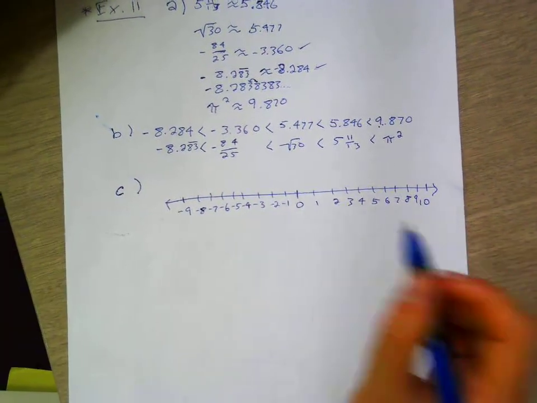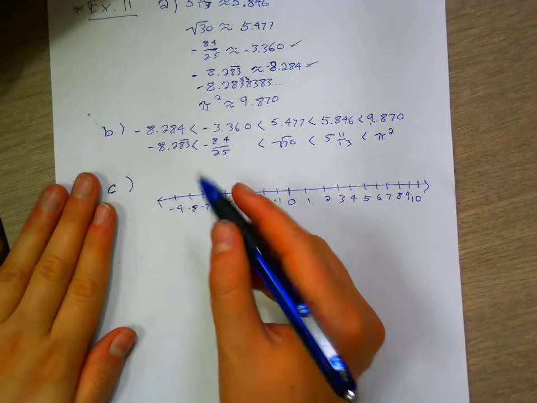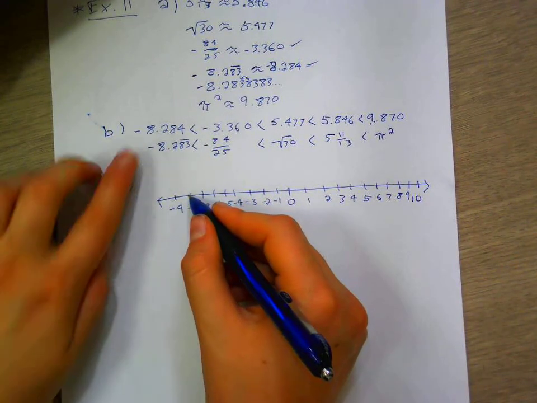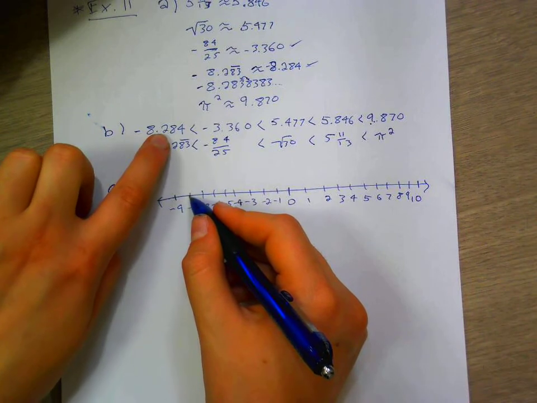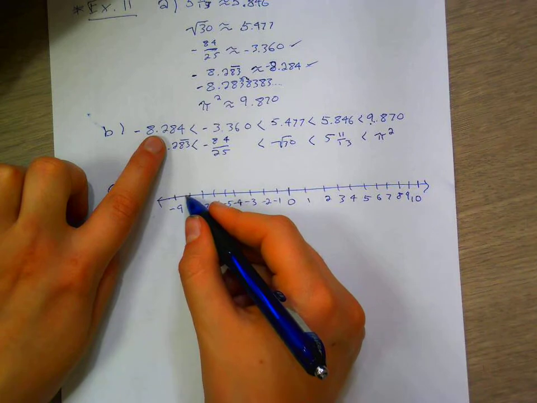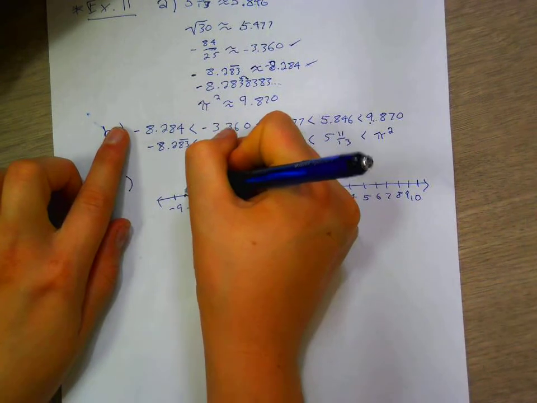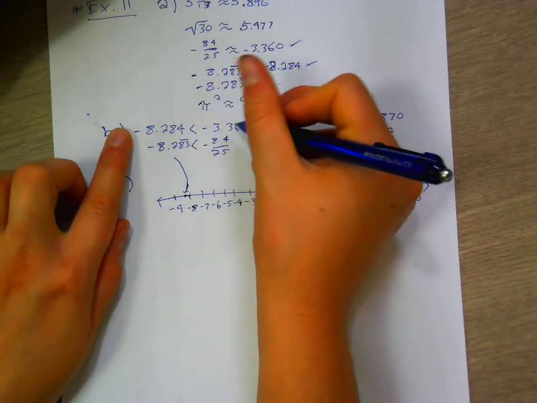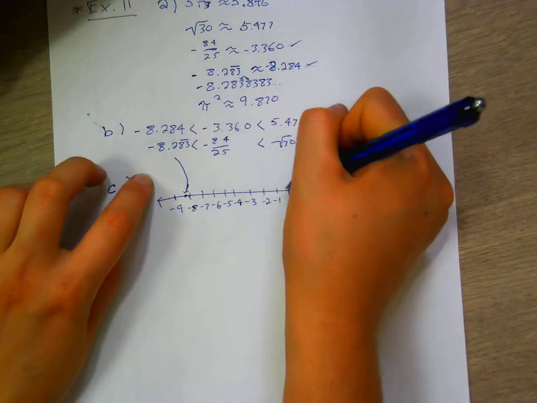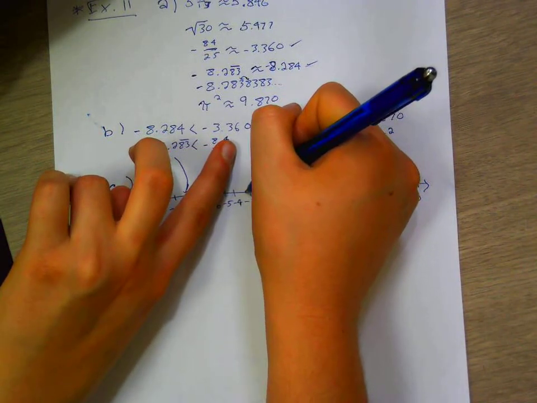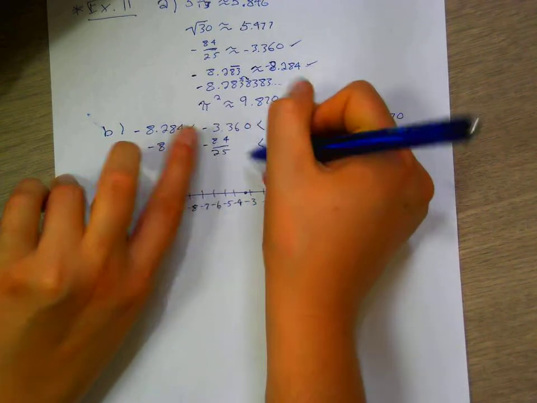The negative 8.284, you can see we go all the way to negative 8, and then you go about 0.28 more. So if this is divided into about 10 spaces, you go about 2 plus a little extra. And so that right there, I'm just going to draw an arrow. Negative 3.360, we go all the way to negative 3, and then we go about another third of the line here. And that's where you'll find this one.